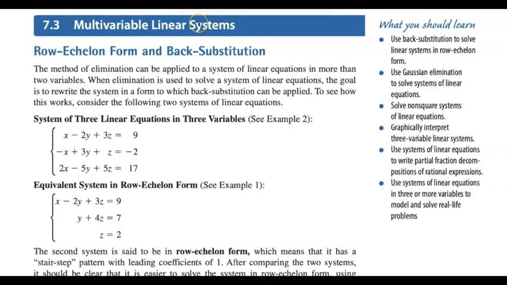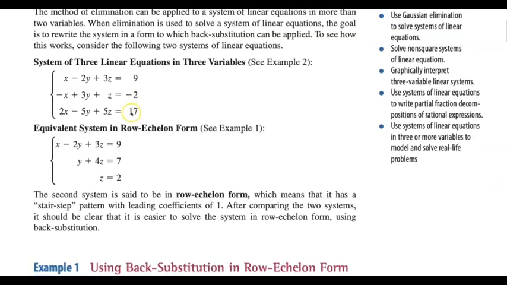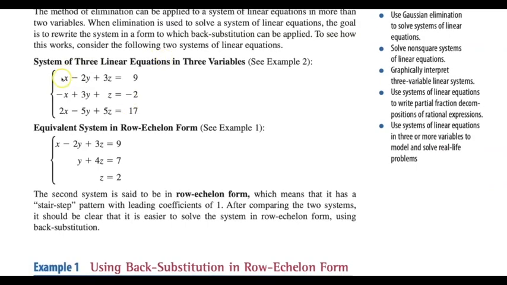7.3 Multivariable Linear Systems. In this lesson, we're going to talk about how to solve a system of 3 equations. So here's an example of a linear system with 3 equations. You see there's an x, y, and a z. We kind of keep them in columns. All the x's in column 1, all the y's in column 2, all the z's in column 3.